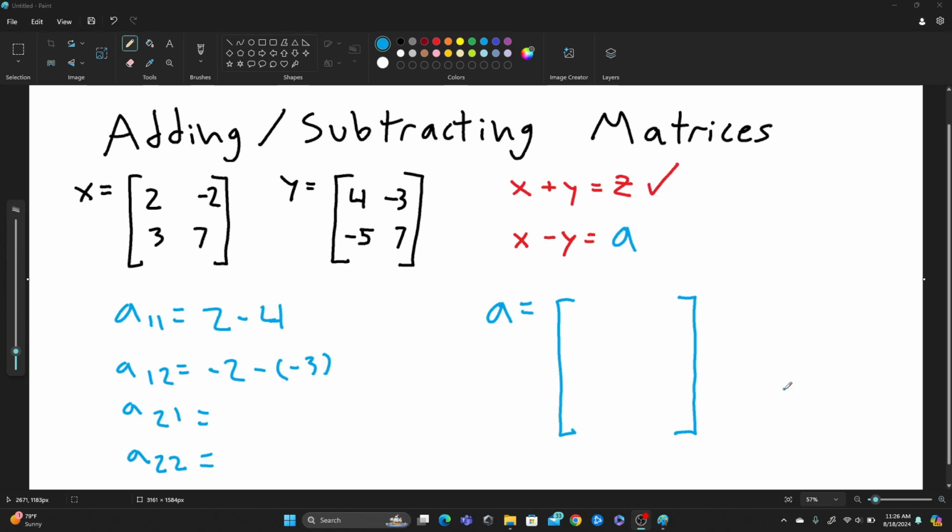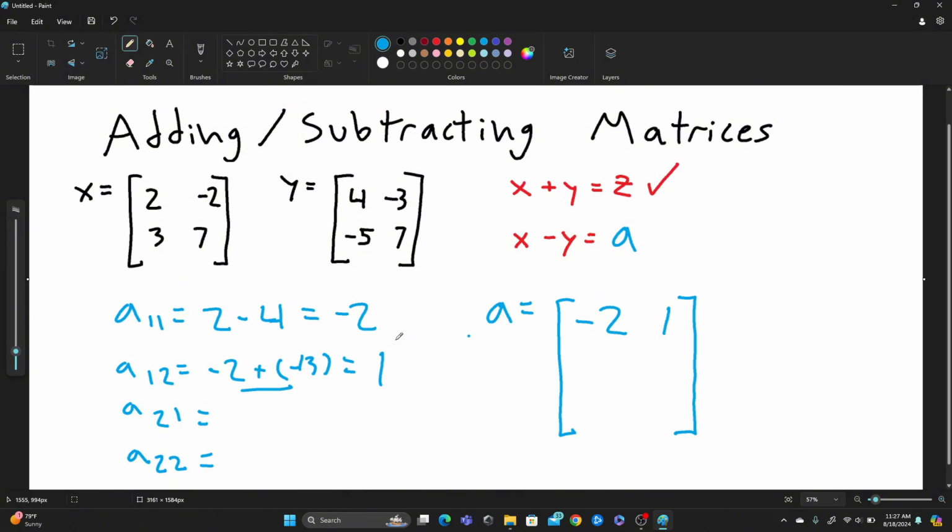When it comes to subtracting matrices, it's exactly the same. You're just subtracting. So for X minus Y equals A, so this is matrix A. A11 equals X11 minus Y11. So 2 minus 4, which is equal to -2. So we put -2 right there. And then the operation is the same for all of them. So 2 minus -3, so 2 plus 3 equals 1.